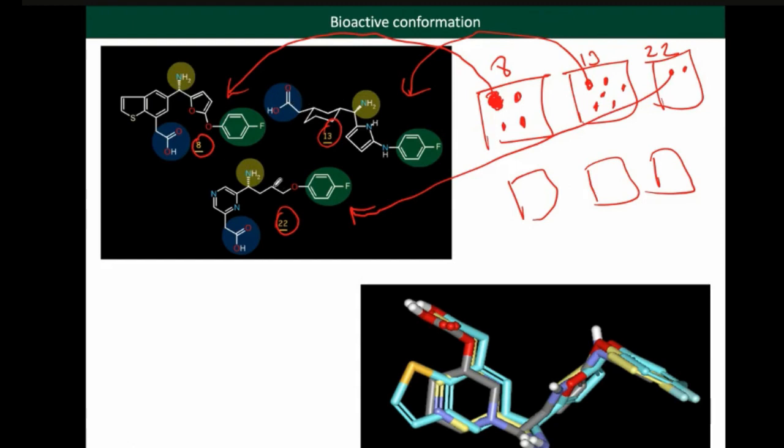If we look at this by simple visual, we can say that there are some functional groups commonly present in all the molecules. Definitely this NH2 group is commonly present in all the molecules, 8, 13, 22, and maybe in all other molecules also; just for example, we have taken three molecules. This COOH group is present in all the molecules, and this benzene with phenyl ring is present in all the molecules. Do you agree? Three groups are commonly present.